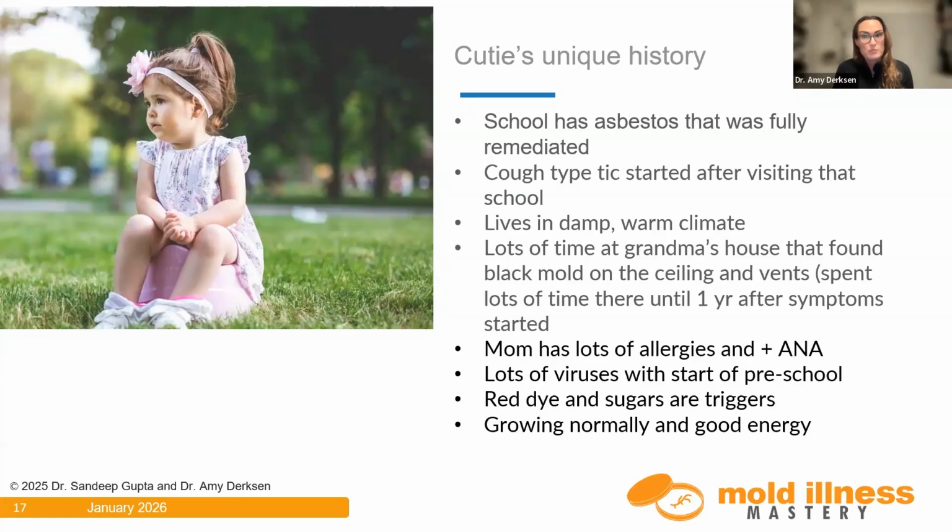Mom has lots of allergies and a positive ANA, so the autoimmune type vague history with mom. A lot of viruses at the start of preschool, which may or may not be abnormal, but again, it's just something unique with her. She just kept getting sick over and over again. Red dye was a big trigger for her. Sugar was a big trigger for her, and especially for her urinary symptoms. But she was growing normally and her energy was great. So that's our other flag to go, okay, wait, she's developing normally. Her energy is good. So this is probably not a mitochondrial issue. This is probably not some big infection, but what's going on? Clearly she's reacting to something. So let's go to the next slide.